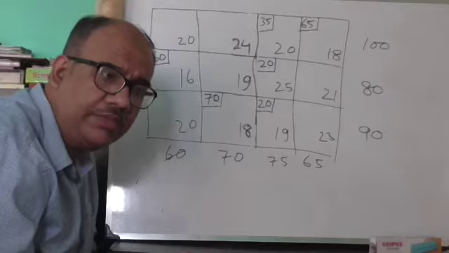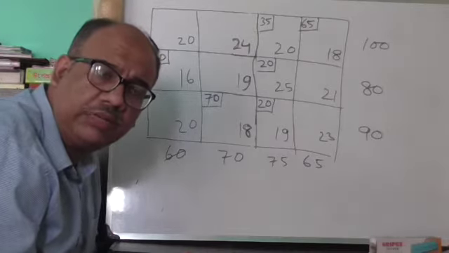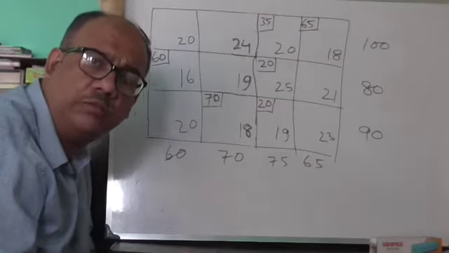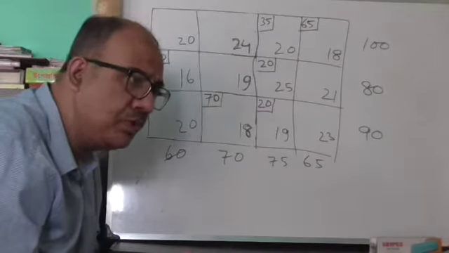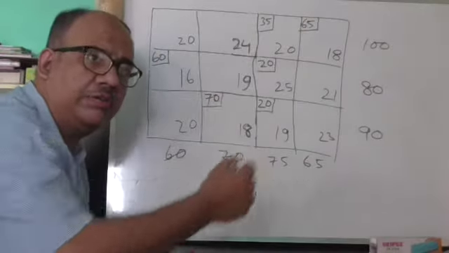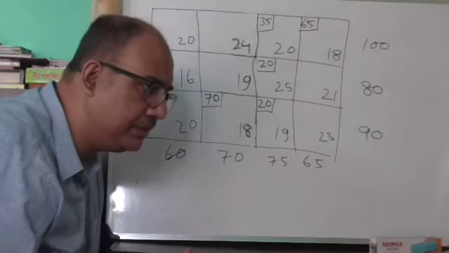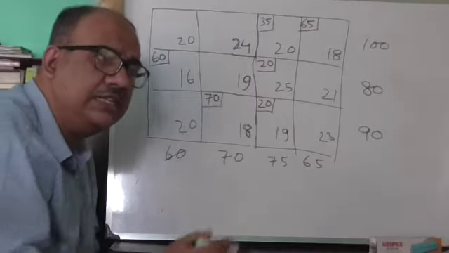One of them is the matrix minimum method, the other one is the north-west corner method, and the third method that we have discussed is Vogel's approximation method or VAM. And we have already found out the allocations using those 3 different methods. Then is the next step.